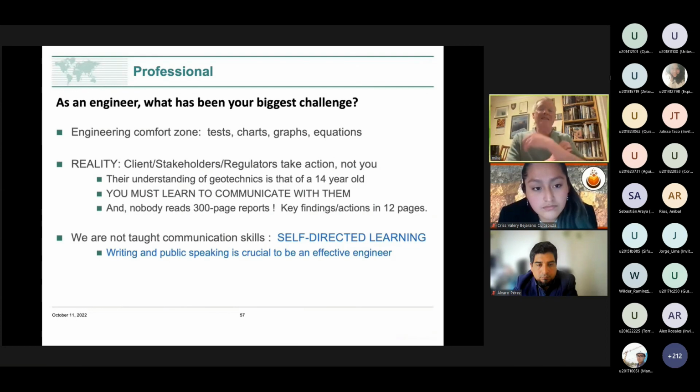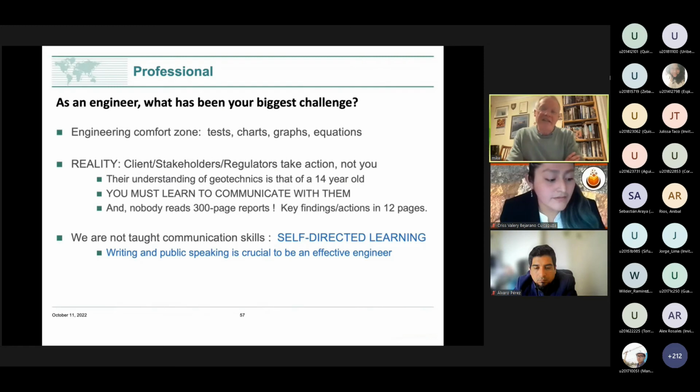Okay, as an engineer, what has been your biggest challenge? Now, this is an interesting question, because whoever wrote it was probably expecting a technical answer, and you're not going to get a technical answer. The engineering comfort zone is text, charts, graphs, and equations. That is where we started out as people. We went into engineering because we don't like writing essays, right? Smile, somebody.